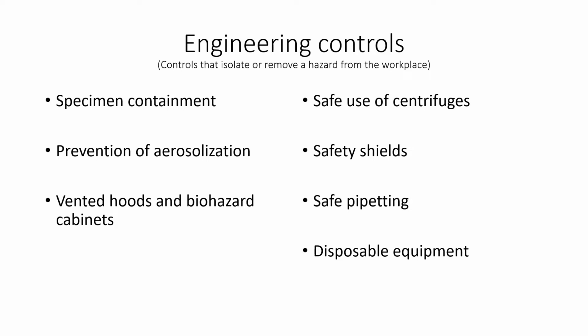We want to do safe pipetting. We never pipette by mouth. That was kind of an old thing from long ago. We always want to use a mechanical way of pipetting. And then we want to use disposable equipment if we can, such as disposable slides, disposable tubes, and disposable pipettes. They're less expensive and they put us at risk a little bit less because we're only using that equipment one time.